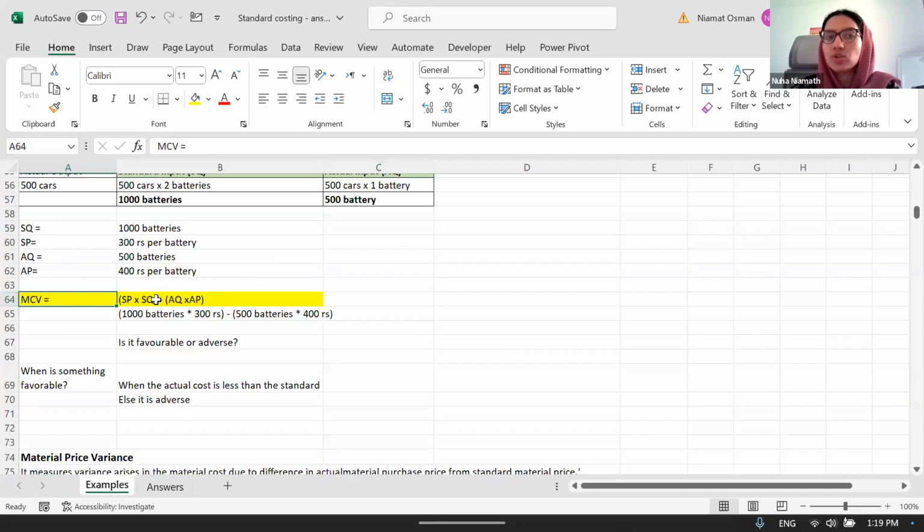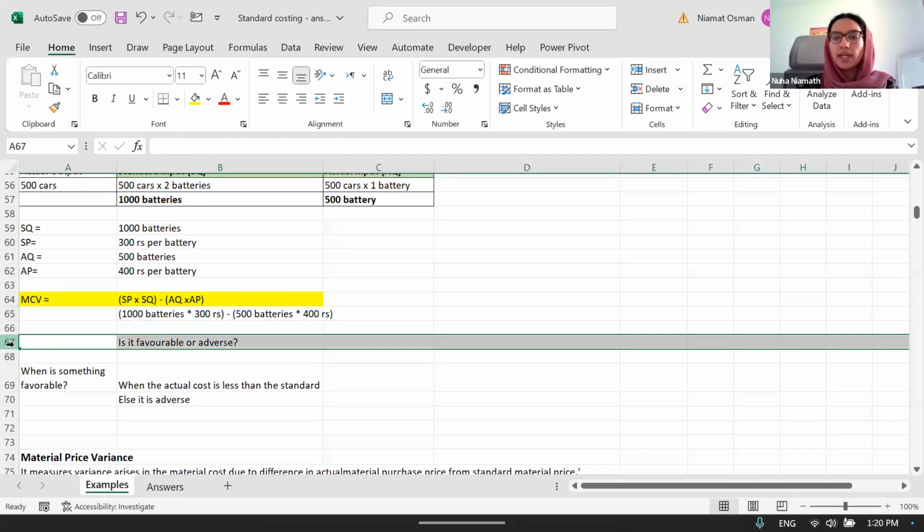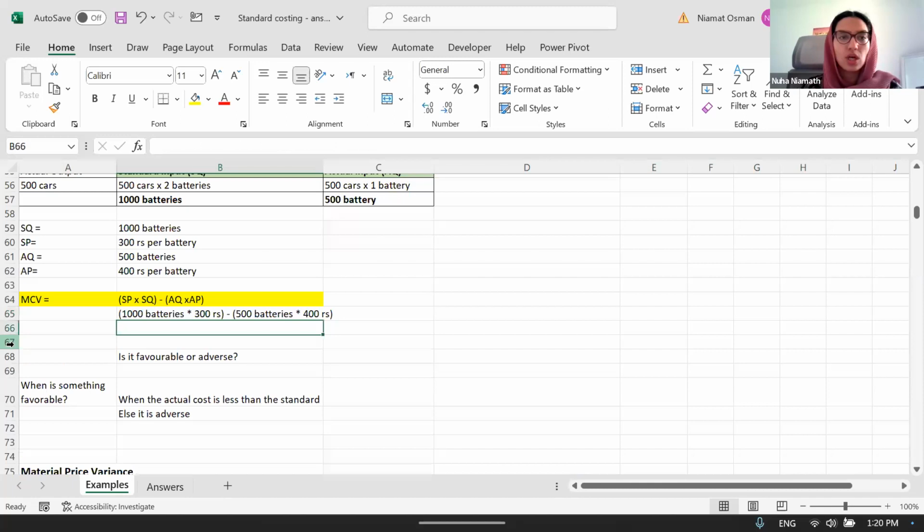We do SP into SQ, which is my standard cost. So that is 1000 batteries into 300 rupees, minus actual quantity into actual price, which is 500 into 400 rupees. That is my actual material cost. This difference will give me my material cost variance. Let's calculate. 1000 into 300 rupees gives 300,000, minus 500 into 400 rupees, which is 2 lakhs. So this will give me a variance of 1 lakh.